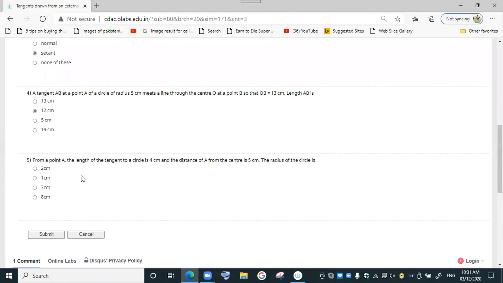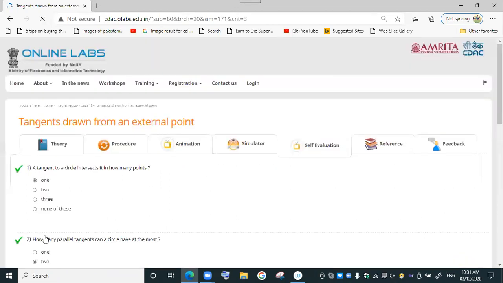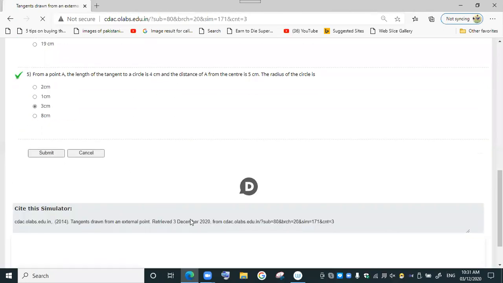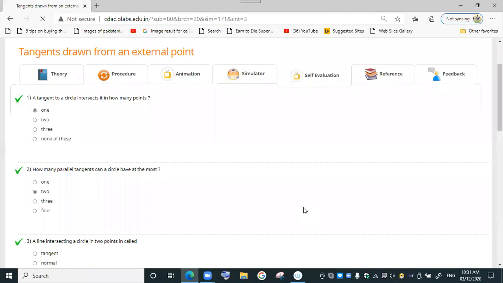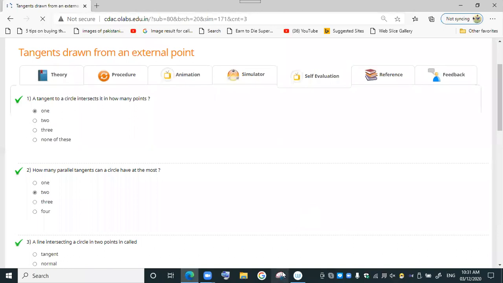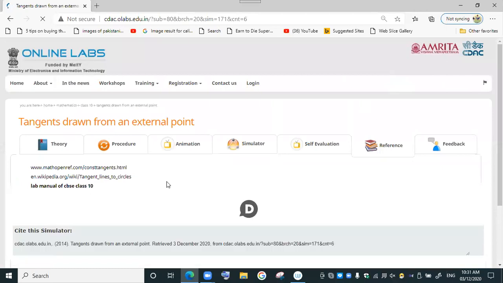Okay. Next, from a point, the length of the tangent is 4 centimeters. The distance of the point from the center is 5. Radius of the circle is 3. Again 3, sir, 3. Okay, we can submit. Yes, all correct. Okay.